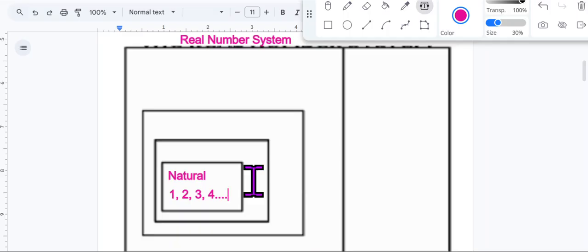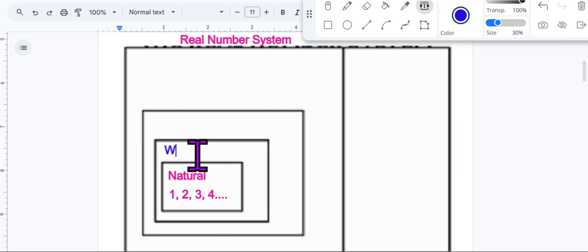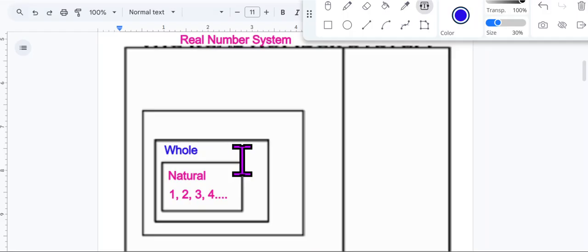So 77 is a natural number. 1,384 is a natural number. 10,386,223 is a natural number. Any positive whole number is a natural number. All right, so natural numbers also go into our next subset, which is called whole numbers. Whole numbers is the next subset. And the only difference between natural numbers and whole numbers is that whole numbers have 0.